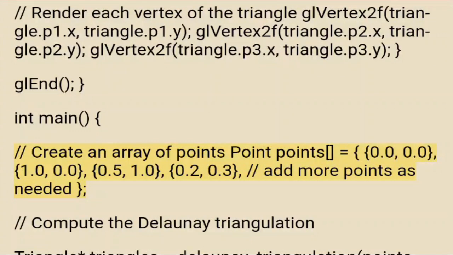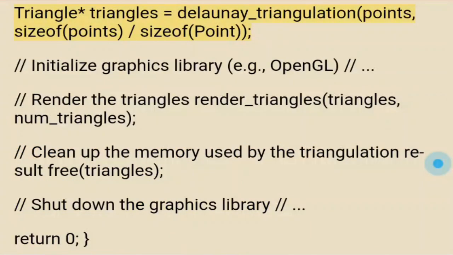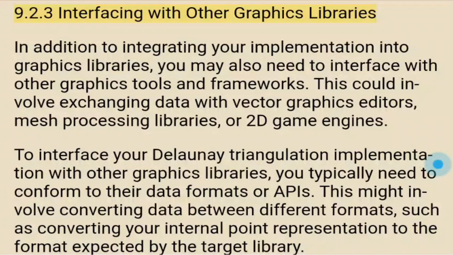Add more points as needed. Compute the Delaunay triangulation. triangles equals delaunay_triangulation(points, sizeof(points)). Initialize graphics library, e.g., OpenGL. Render the triangles: render_triangles(num_triangles). Clean up the memory used by the triangulation result: free(triangles). Shut down the graphics library. Return 0. 9.2.3 Interfacing with other graphics libraries.